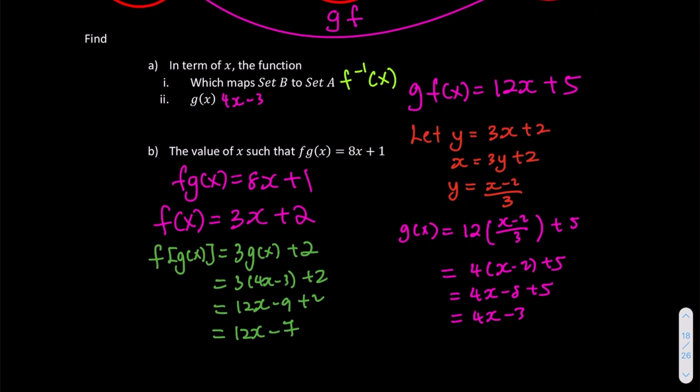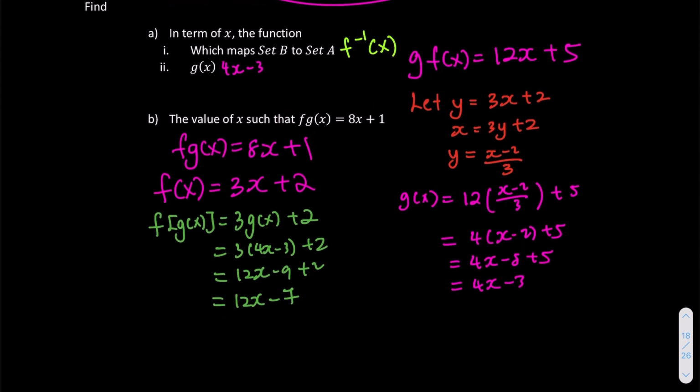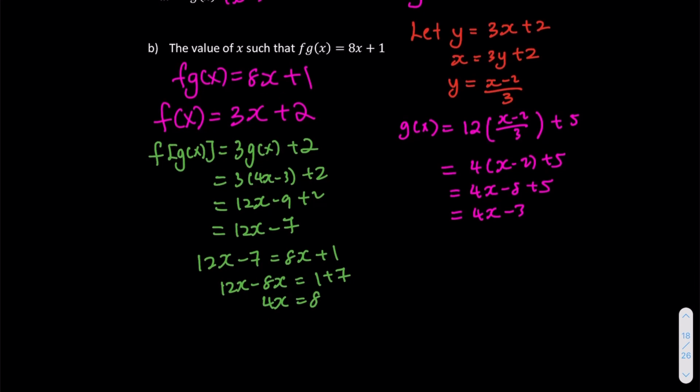So it means that fg of x must be the same as the answer that they gave us. So I can just compare now. 12x minus 7 is equal to 8x plus 1. And we just need to do the linear algebra. 12x minus 8x equals 1 plus 7. 4x is equivalent to 8. So x is equal to 8 divided by 4. x is 2. Then we are done with this question.